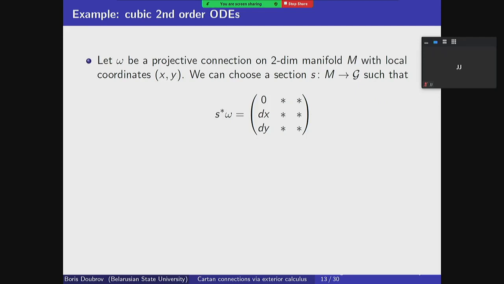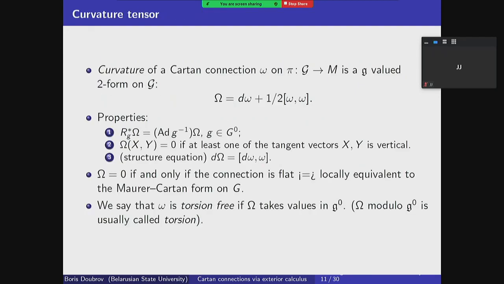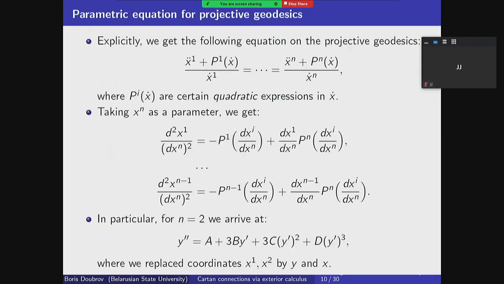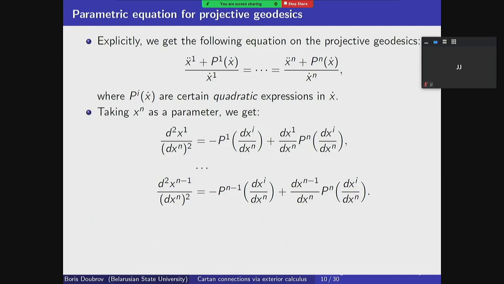So it's a two-dimensional situation where the equation on unparameterized geodesics is a single second order ODE with right-hand side cubic in the first derivative. I think we had it here. So that's the equation we have in the case of n equal to 2. And we'll see how we can find a unique normal projective connection associated with this equation.